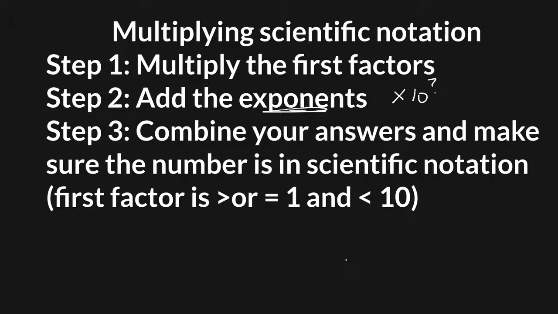Step 3 is to combine your answers and make sure the number is in scientific notation. Remember, the last answer for the question ended up being 15 times 10 to the 9. That was the combined factor, but it wasn't in scientific notation because the number in front was greater than 10. So we had to make that a 1.5 times 10 to the 10.